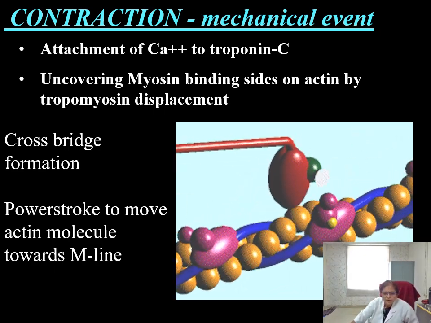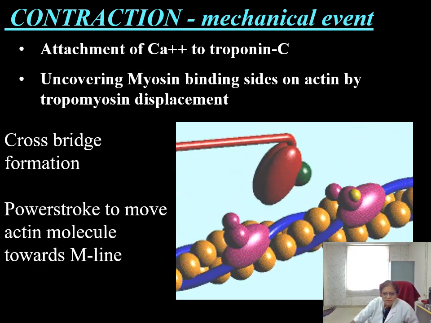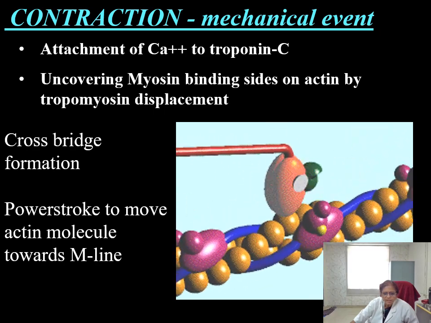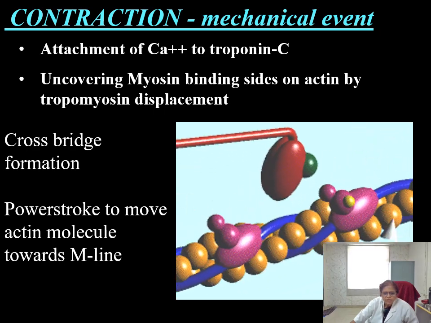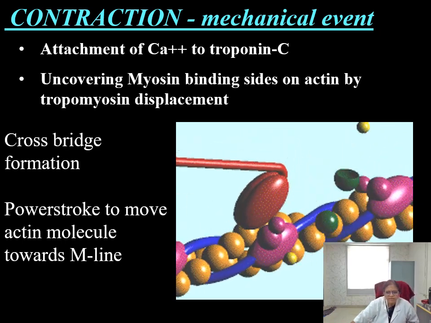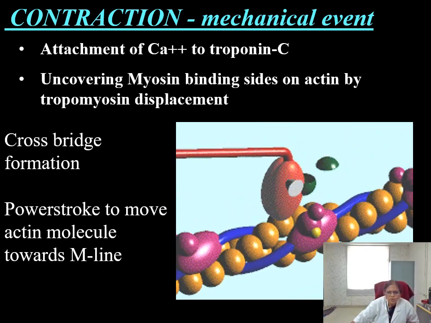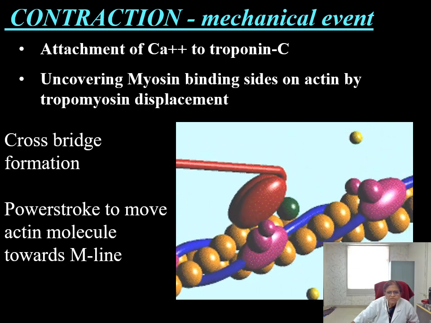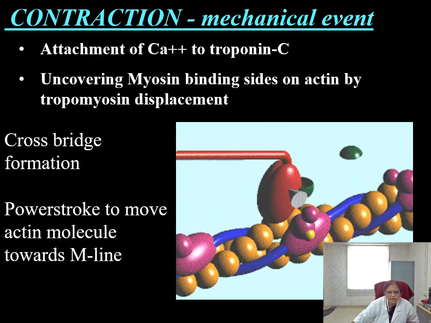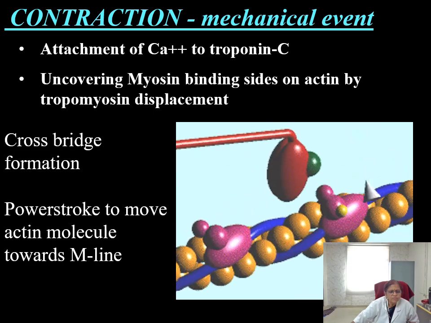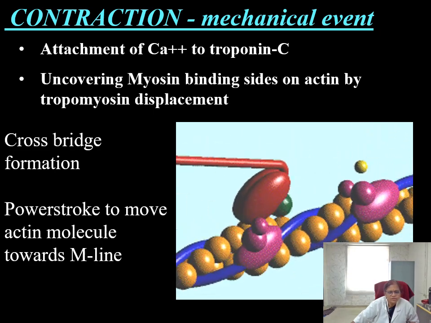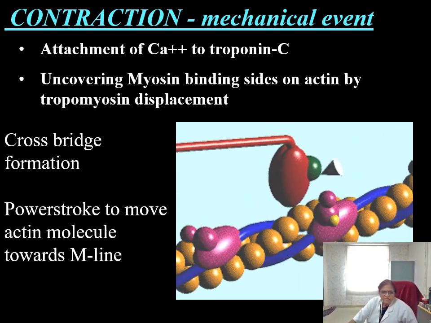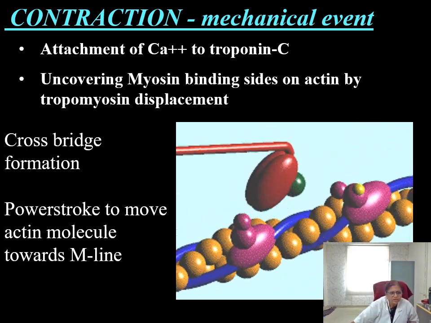The first step, we have already seen, is how calcium will come and attach to troponin, unwinding this violet-colored ribbon-shaped tropomyosin and exposing the myosin binding sites on the actin here. Once this occurs, the myosin head immediately comes and attaches to that binding site of actin, which is called cross bridge formation. This is another important event which will start occurring after the calcium comes and attaches.